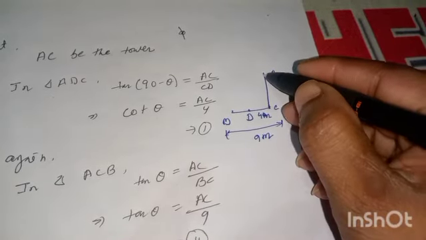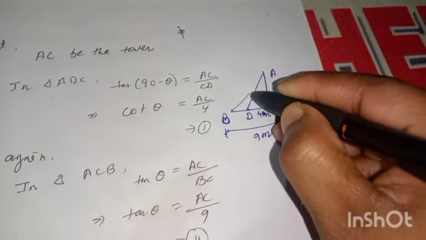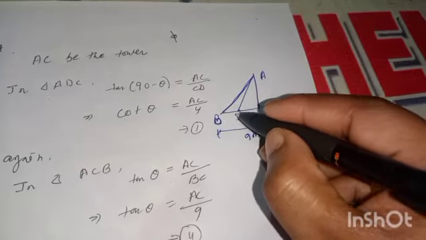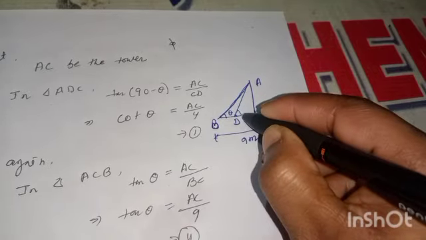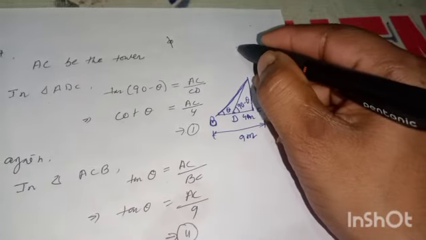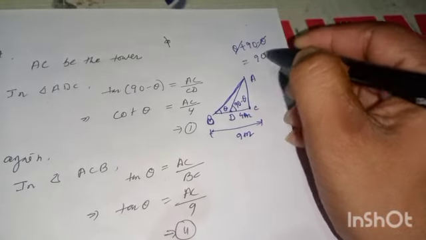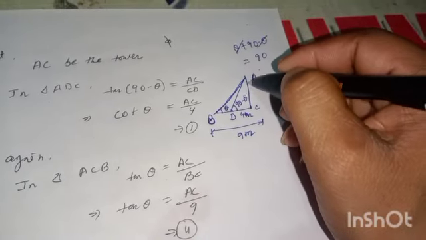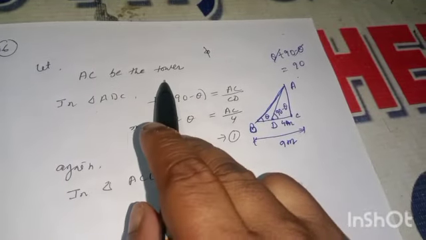Angle of elevation means from point D and also from B. Don't get confused, this is B. Then these angles are complementary, so you can take one as theta and another as 90 minus theta. Now if you add these two, theta plus 90 minus theta, then minus theta and plus theta cancel. What is left? 90. That is correct. Now we need to prove that the height AC will be 6 meter. Let AC be the tower.